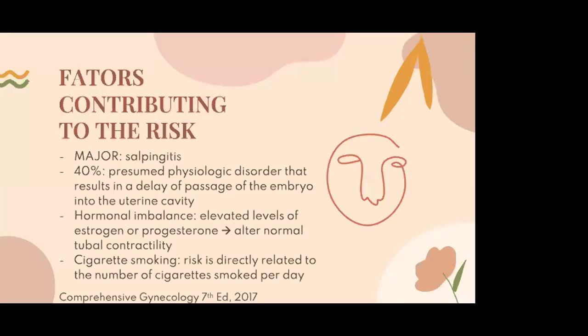So what are the factors contributing to the risk of ectopic pregnancy? In majority of cases, it would be salpingitis. In 40% of cases, it's presumed that there's a physiologic disorder that results in a delay of passage of the embryo into the uterine cavity. Hormonal imbalance is also said to contribute to it, wherein elevated levels of estrogen or progesterone can alter normal tubal contractility. And cigarette smoking has been said to be a risk, wherein the risk is directly related to the number of cigarettes smoked per day.